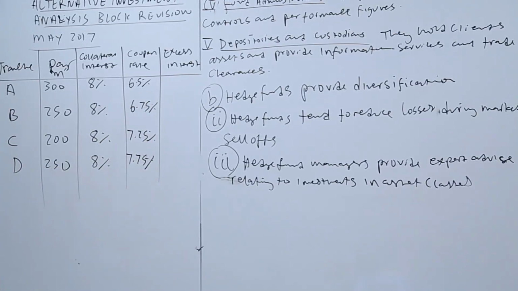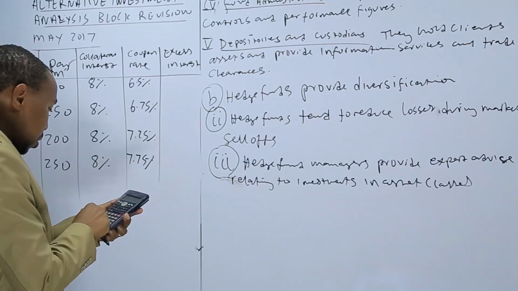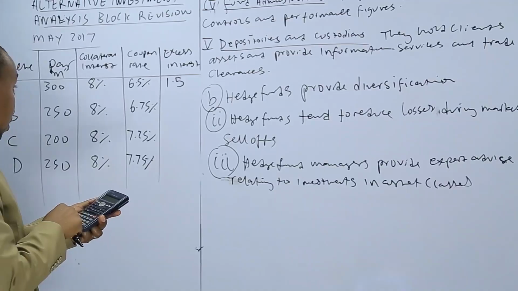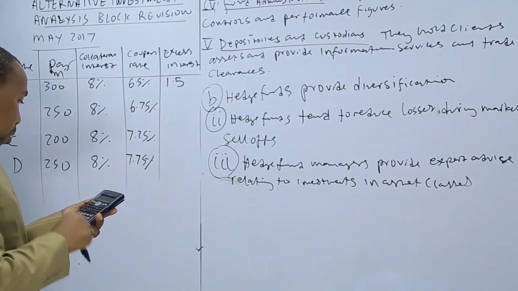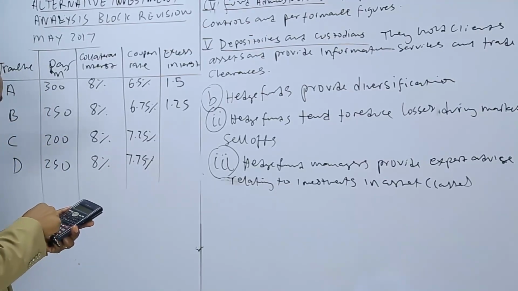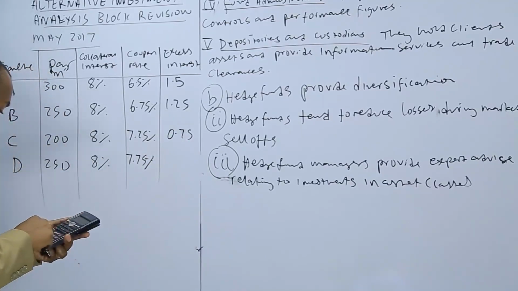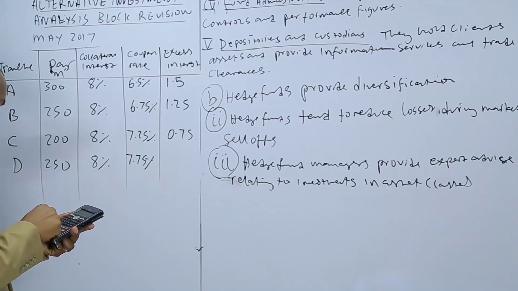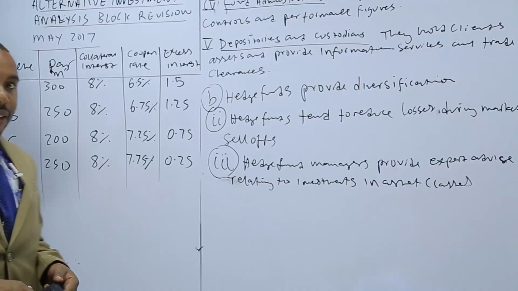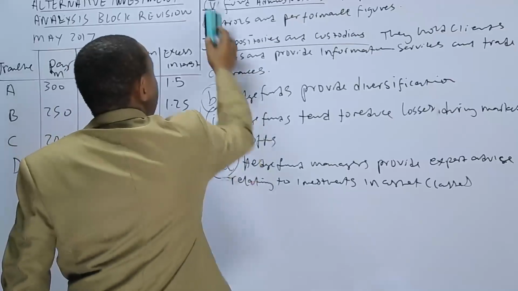So in this case, we need to compute the excess interest, and the excess interest is 8 minus 6.5, we have 1.5. 8 minus 6.75, 1.25. So we have 8 minus 7.25, 0.75. And 8 minus 7.75, we have 0.25. Now that excess interest is going to be useful in trying to compute the notional amount. And we can proceed right over here.